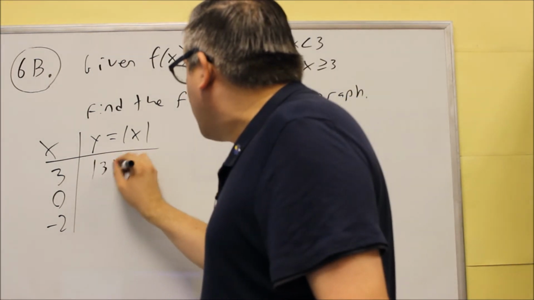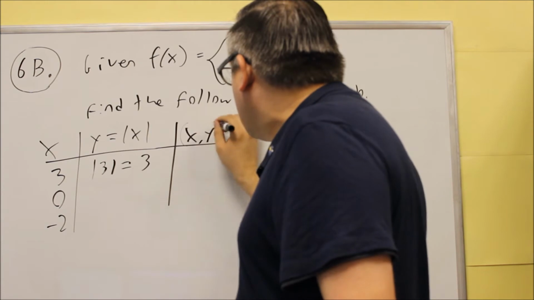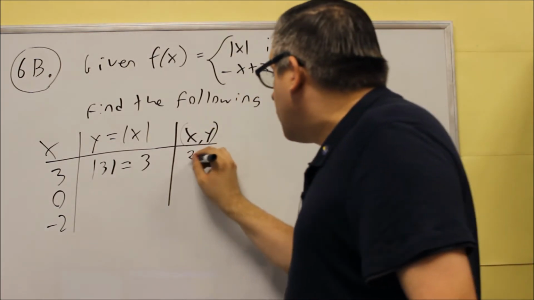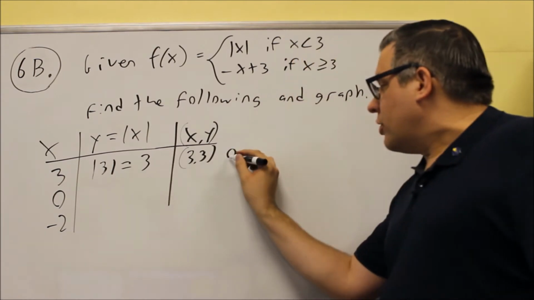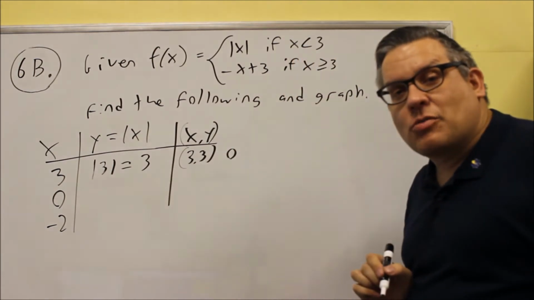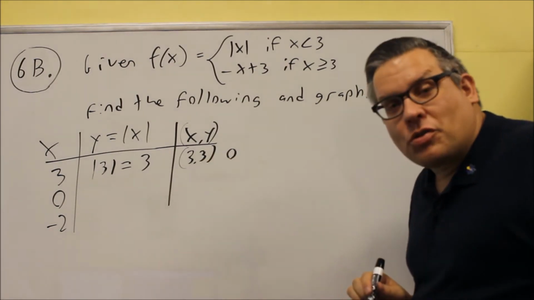We have absolute value of 3 is 3, so I'll make an XY table on the end. So I do 3, 3 would be the first point. Now that's going to be an open circle. I'm going to put this here just to remind me that it has to be open. So this little symbol means it's got to be an open circle at 3, 3.